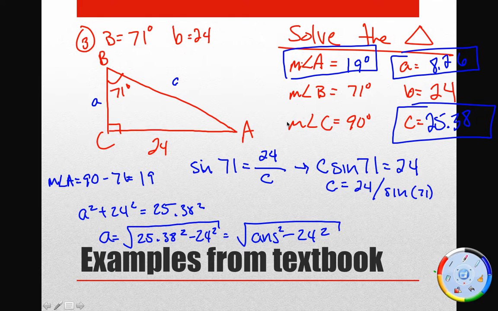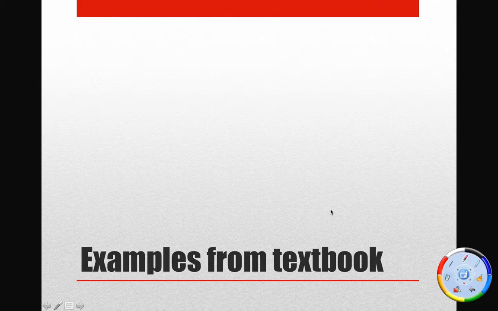Okay, in every triangle, there's 6 pieces. There's 3 angles and 3 sides. You might remember this from geometry. 3 angles, 3 sides. And you have to be given 3 pieces in order to solve for the other 3. It's just necessary. All right, so that's kind of a straightforward one, but this is kind of the process that we're going to be using in the real world problems as well. So let's try number 20.